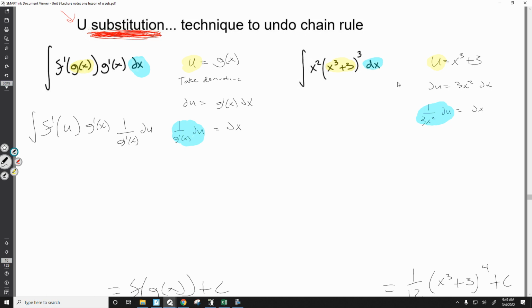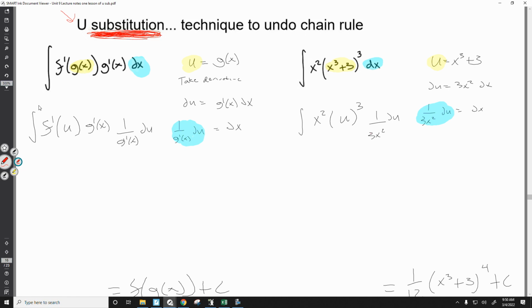Let's see what that looks like over here. x squared stays. The parentheses stay. This x cubed plus 3 turns into a u. dx turns into 1 over 3x squared du. Now, the purpose of this is to understand why we need a 1/3. Where did this 1/12 come from? It came from the fact that we're going to have a 4 and a 3 when we take the derivative of this. This 4 will come down, and the derivative of the inside will have a 3. There's that 3.